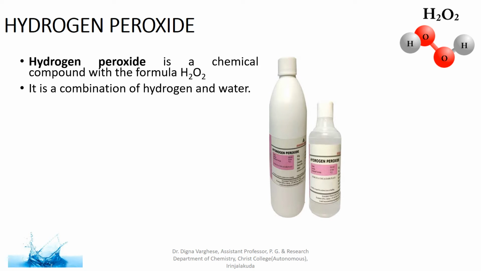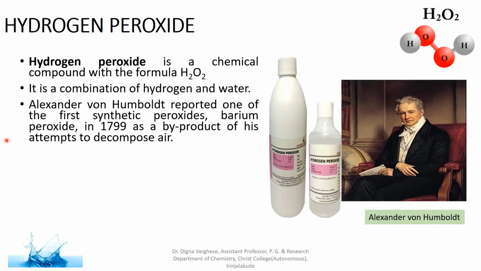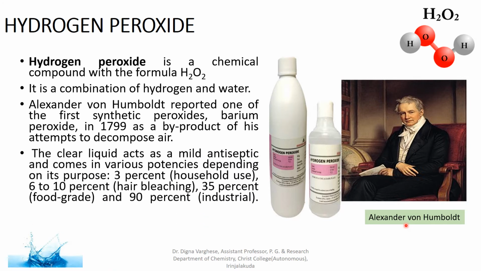Hydrogen peroxide is a chemical compound with the molecular formula H2O2. It is a combination of hydrogen and water. Alexander von Humboldt reported one of the first synthetic peroxides, that is barium peroxide, in 1799 as a byproduct of his attempts to decompose air. Alexander von Humboldt, who reported the first synthetic peroxide.